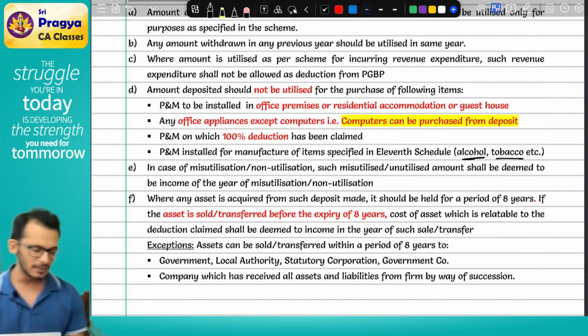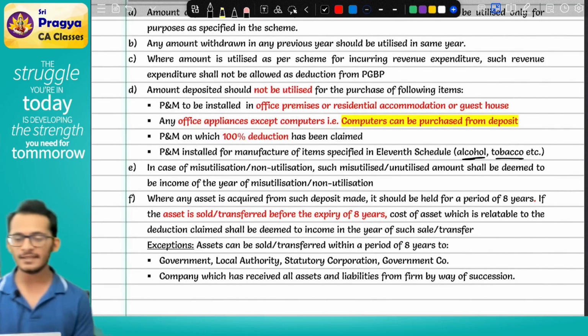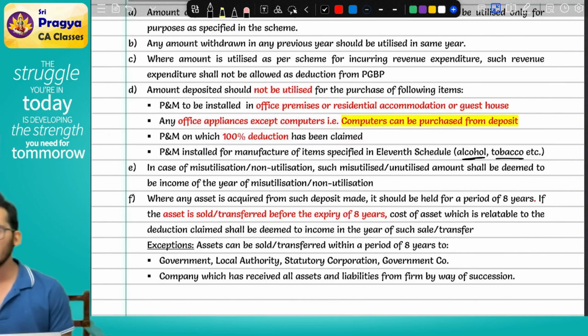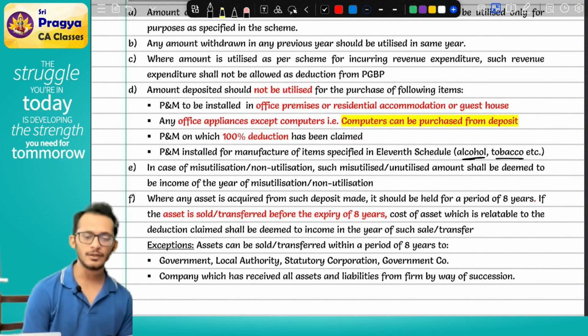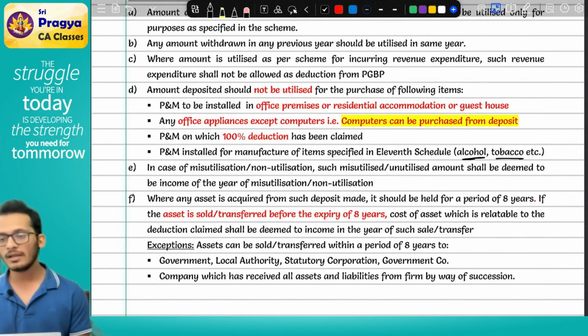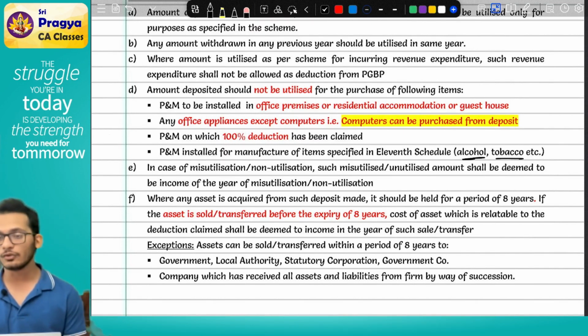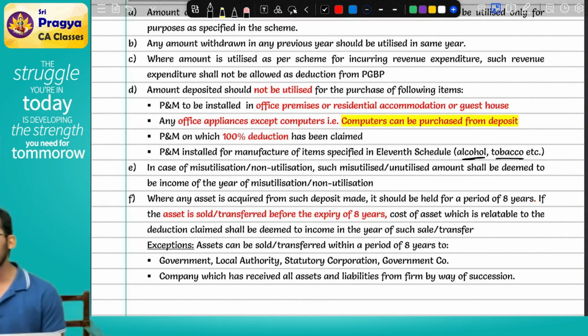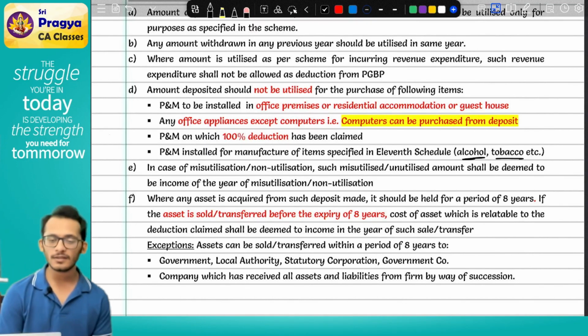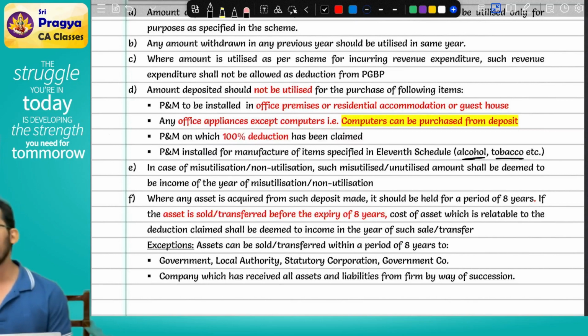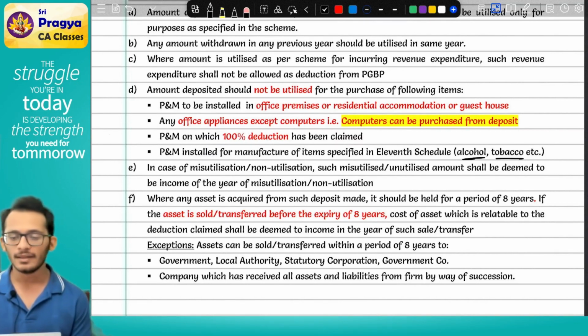Yes. Then they are saying if you purchase any asset using this money, you should hold the asset for at least 8 years. If you hold the asset for at least 8 years, no problem. If you do not hold the asset for at least 8 years, if you sold the asset within a period of 8 years, whatever deduction you claimed, that will be reversed.